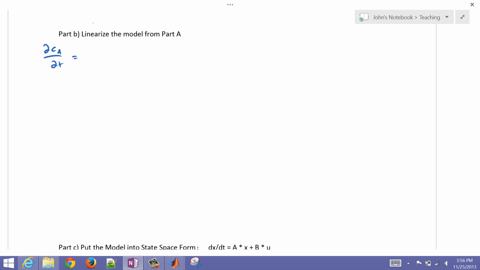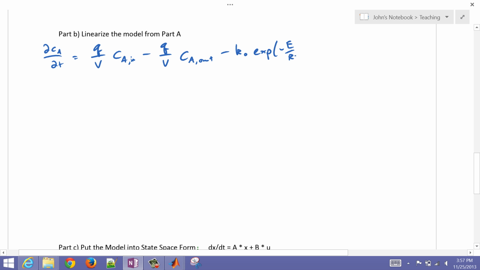Okay, so that's going to equal Q over V times CA in, minus Q over V times CA out. Okay, and that's going to be minus K naught exp negative E over RT, times CA V. And then my volume is going to cancel here when I divide over. So I've got this into a standard form.